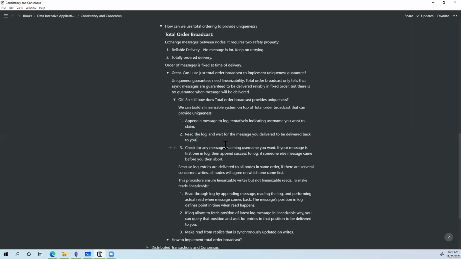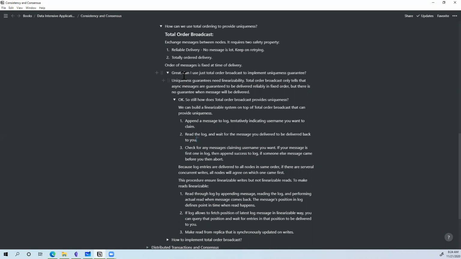But basically, once you have appended the log and you are waiting for that message to be delivered back to you after the consensus from all the nodes, then you know the final agreed upon order from all the nodes, and based on that you are taking the decision, right? So this is how we use total order broadcast to implement these uniqueness guarantees.